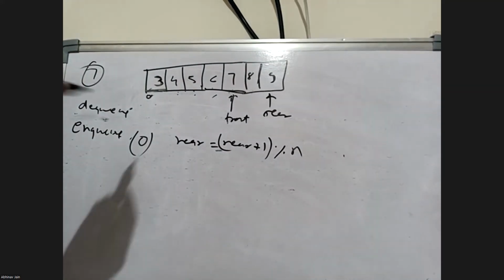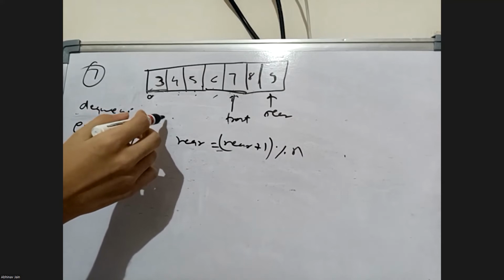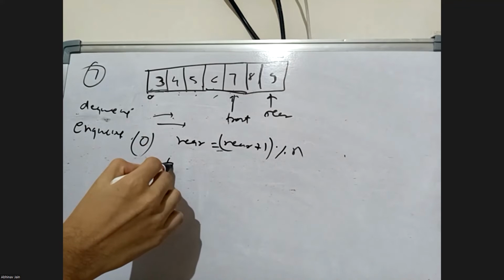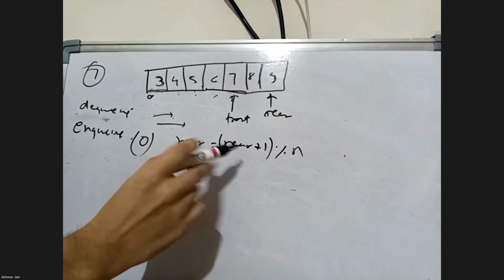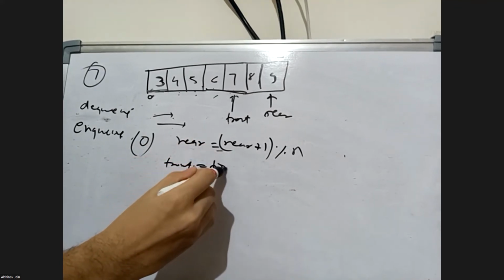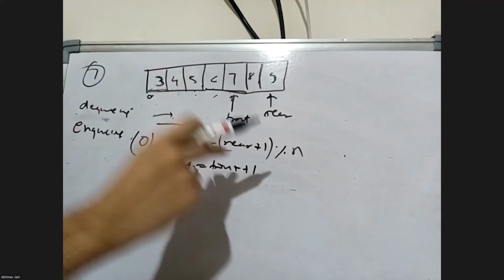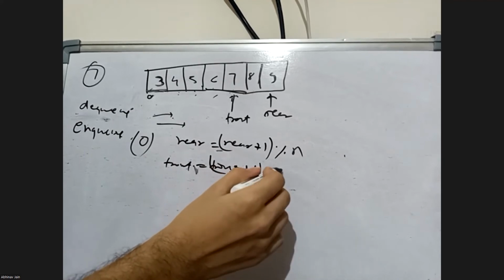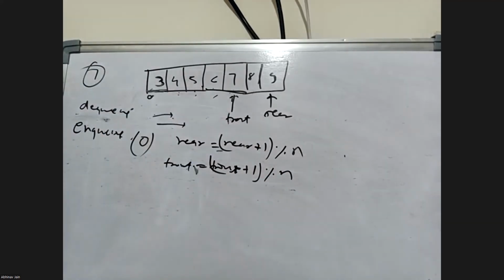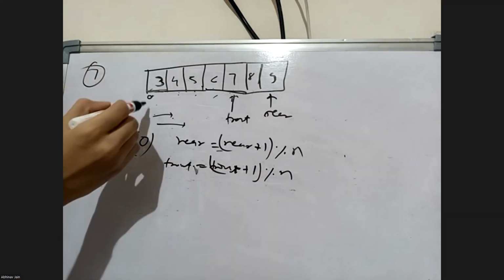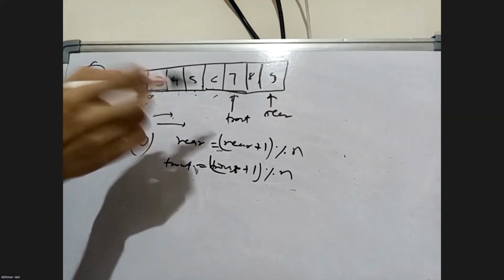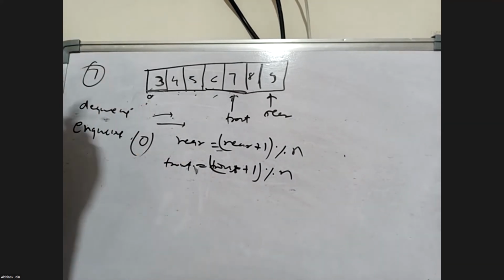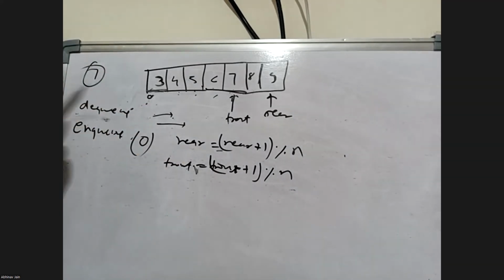So whenever we increment front or we increment rear, we do not just do front equals front plus 1. No, sir. We do front equals front plus 1 modulo n. So what happens? Let's say front was 0 initially. Then if we have to increment, rear was -1 initially.